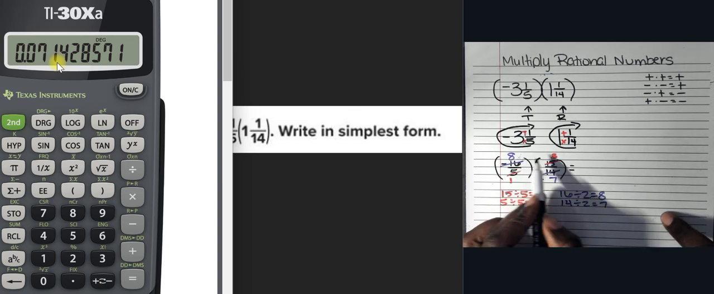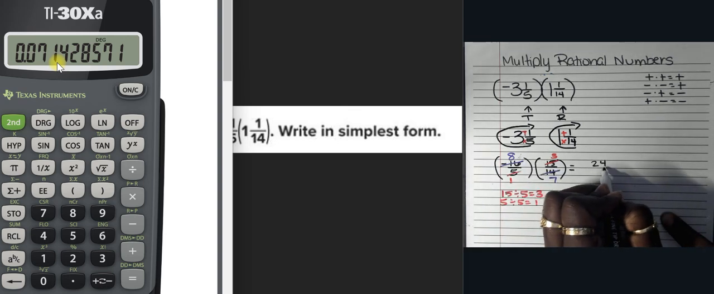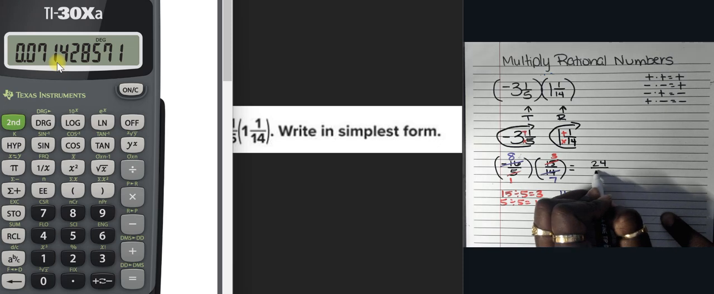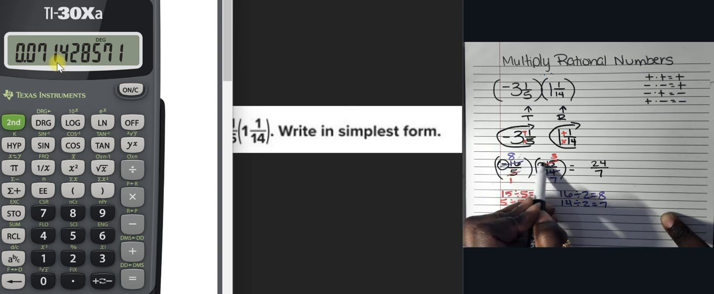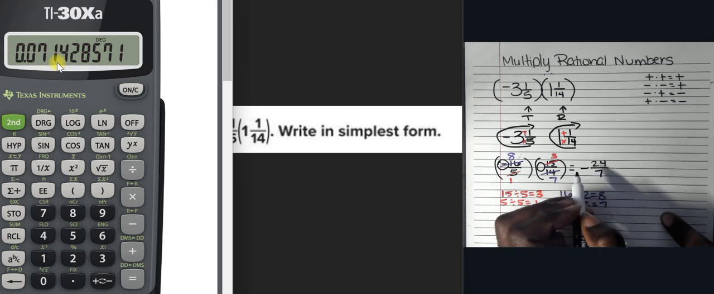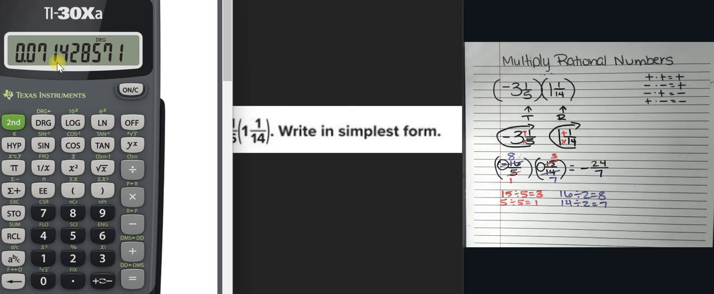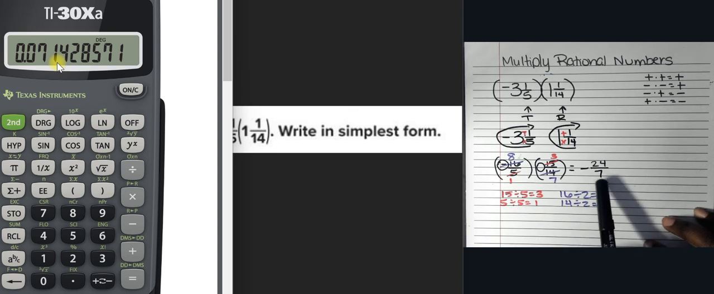So we've got 8 times 3. That gives me 24. We have 1 times 7. That gives me 7. Now look at your signs and see what happens. Do we have a positive or a negative? So we had one negative and one positive, right? So a negative and a positive becomes a negative. So your answer should be negative 24 sevenths. What I also notice is that we have it in improper form.